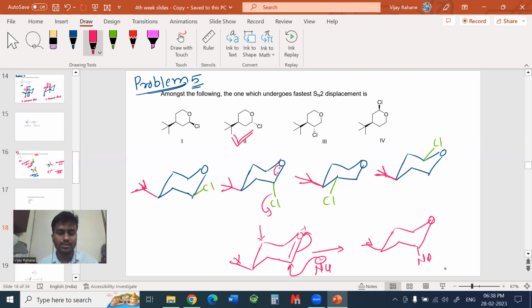So here you can say, since it's equatorial, for this one there will be no anomeric effect. In this position, the chlorine is not at the anomeric carbon. So here also there will be no anomeric effect. And here also the chlorine is at the equatorial position. So the anomeric effect doesn't help in this conformation also.